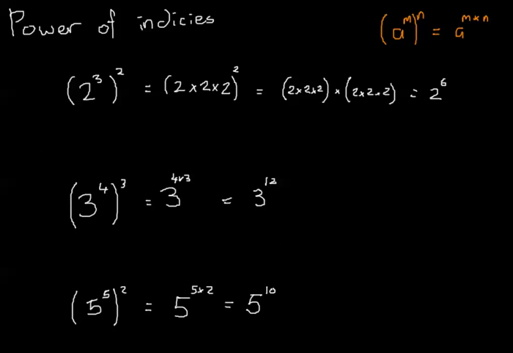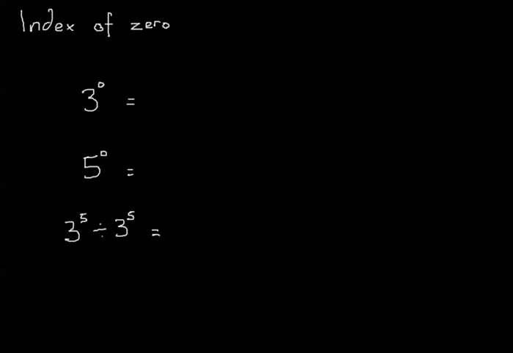Now, one more rule we're going to have a look at here is when we see an index of 0, or to the power of 0. Now what the power of 0 means is that it's not 3 times 0 giving us an answer of 0. What it actually is, any number to the power of 0 is going to give us 1. It's so that each power of 3 is one factor of 3 larger than the last.